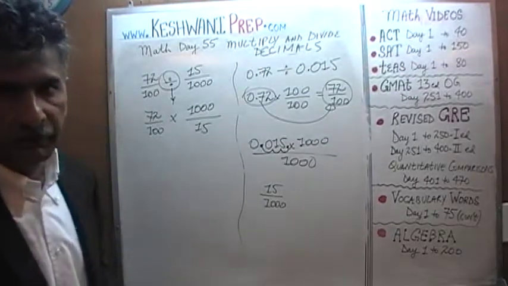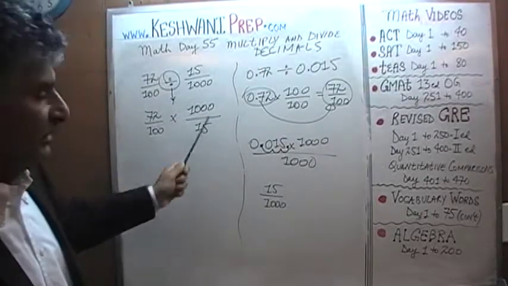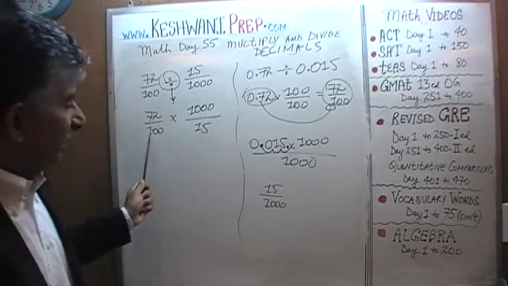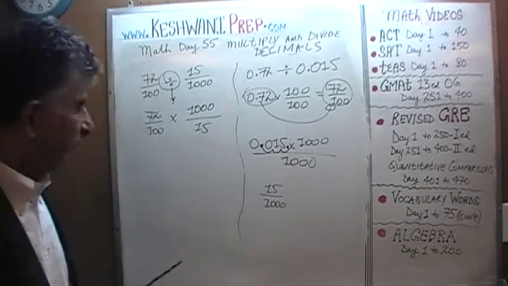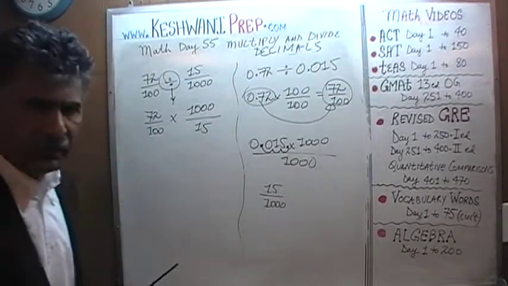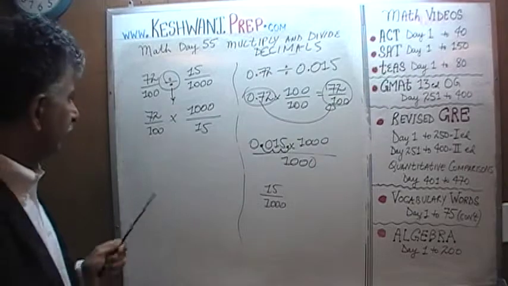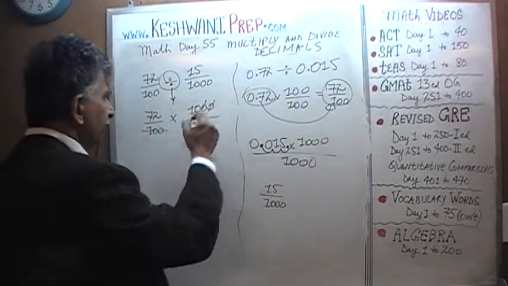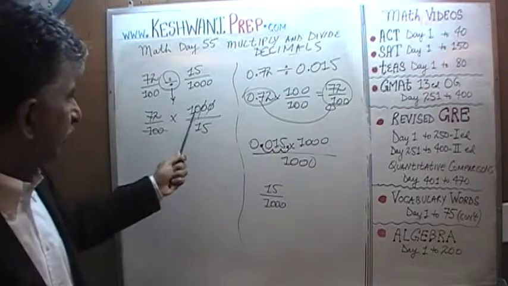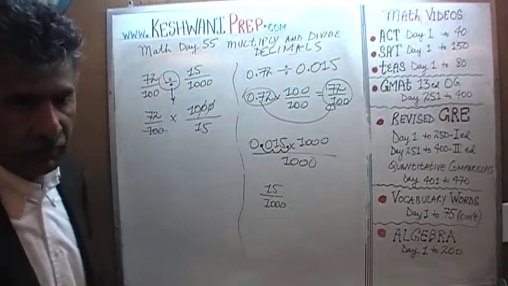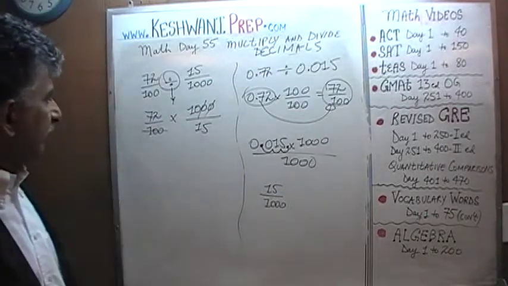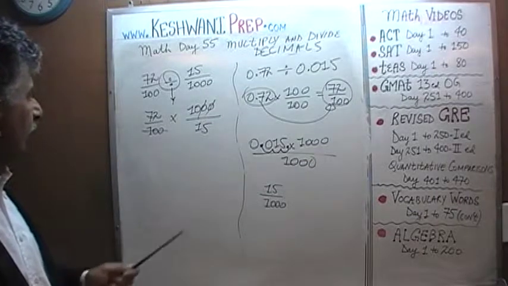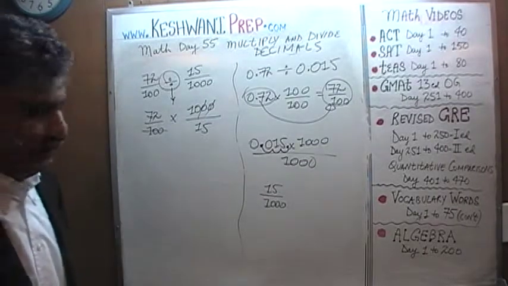That's it, we're almost done. I see 100 at the bottom, we see 1,000 on the top. They are both multiples of 100. Let's divide top and bottom by 100. If you do that, the 100 from the bottom drops out. We get rid of two zeros from the top. It becomes 10, of course, because 1,000 has 10 100s. Let's divide top and bottom by, what can we do here? Let's divide top and bottom by 3.